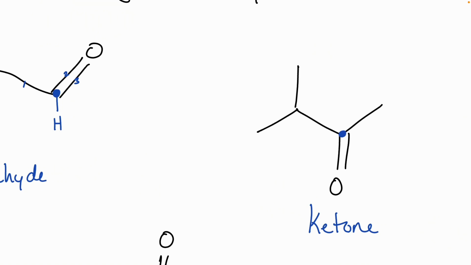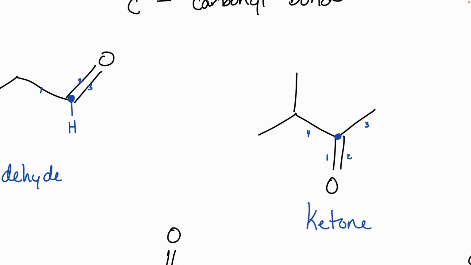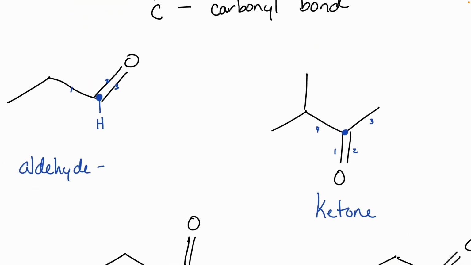All right, it's got 1, 2, 3, 4 bonds. Well, I guess 2 carbon-oxygen bonds and then 2 carbon-carbon bonds. Right? So aldehydes have hydrogen on their carbonyl carbon.